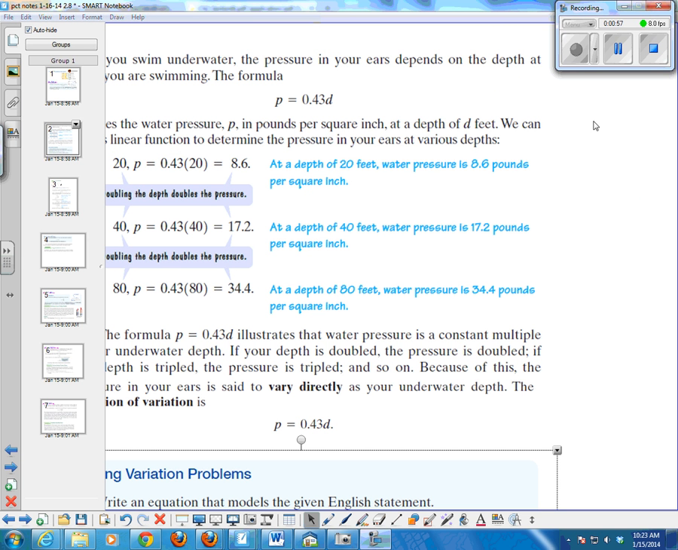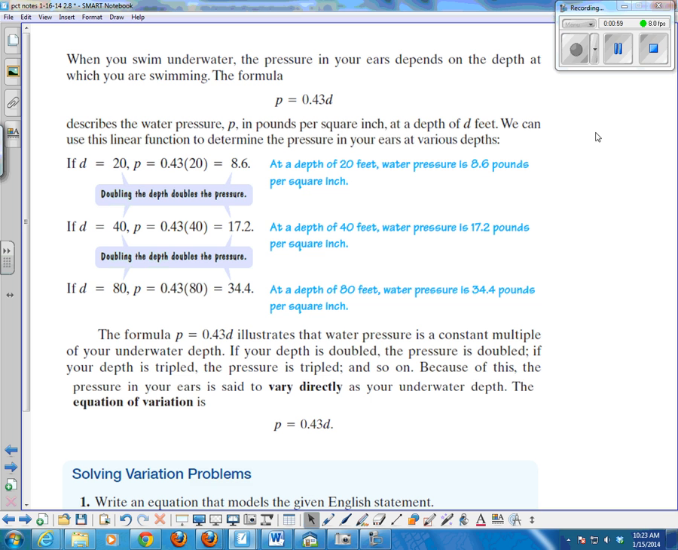Okay, next page. This is an example of two variables that vary directly with one another. When you swim underwater, the pressure in your ears depends on the depth at which you are swimming. So the pressure varies directly as the depth. The constant of variation here is 0.43. Pause the recording and take a minute to read over this example.